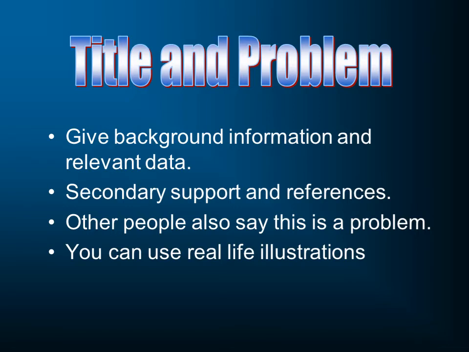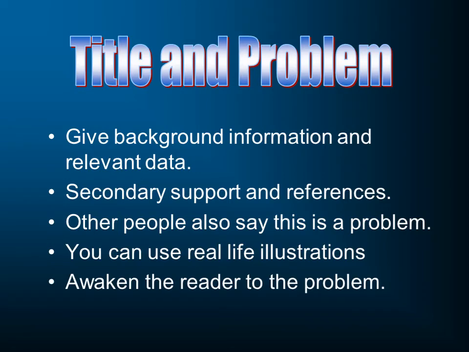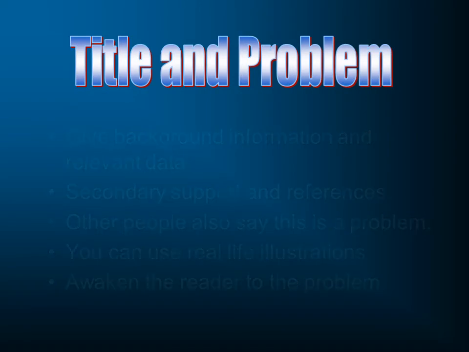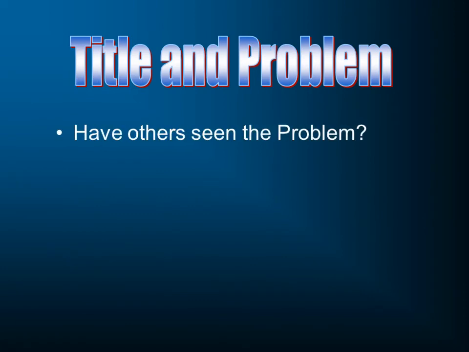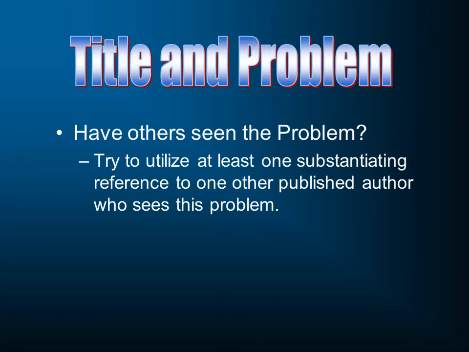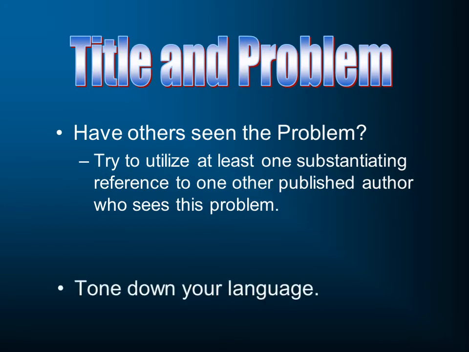That's okay. But if need be, if there is something that's happened in your life where you've seen this as a problem, it's okay to use the first person singular to say I've seen this. But don't overdo that. The big thing is you're awakening the reader to the problem. And then you're asking the question, have other people seen the problem? Try to utilize at least one substantiating, maybe several substantiating references to other published authors who've seen this problem.